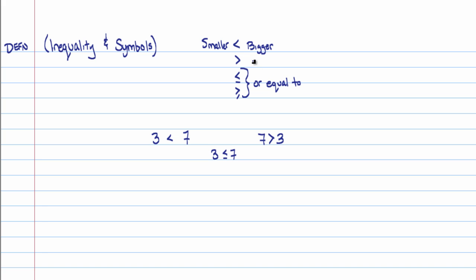And these, right here, are considered to be strict inequalities. In other words, you can't have equality there. They can't be equal. It's just strict inequalities.